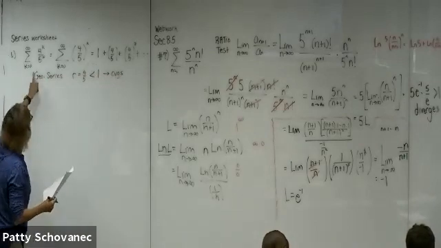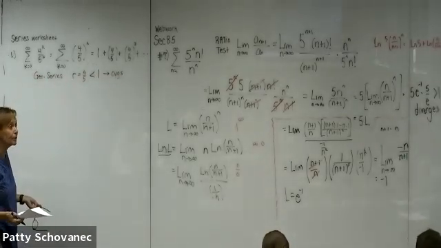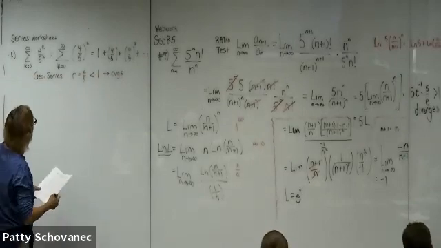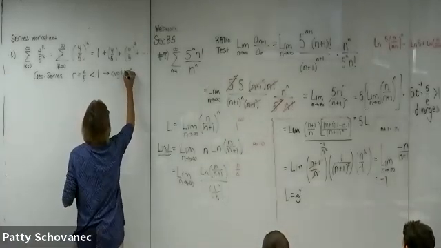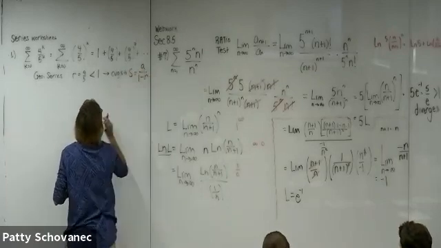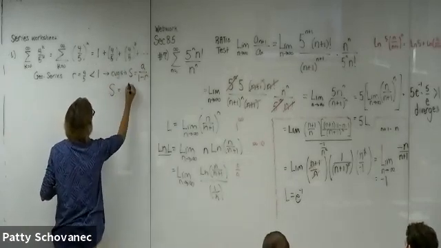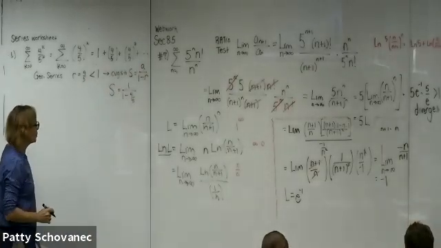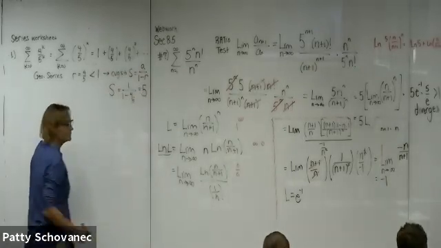Since this series has all positive terms, the convergence is automatically absolute convergence. And to what value? A geometric series converges to S equal to A over 1 minus R. A was 1, R is 4/5. So S is 1 over 1 minus 4/5. So 1 over 1/5 is 5. Right?